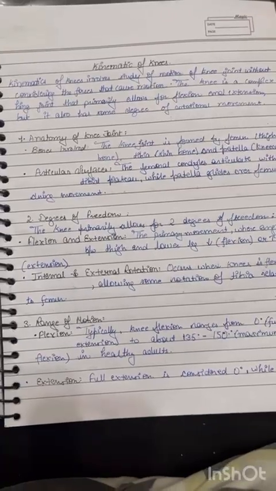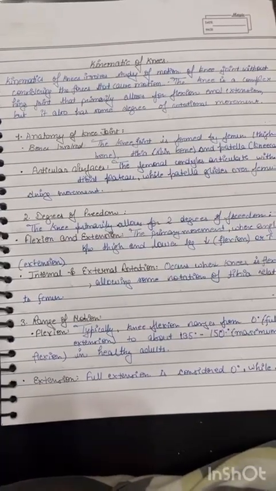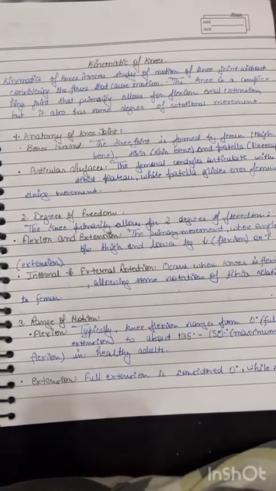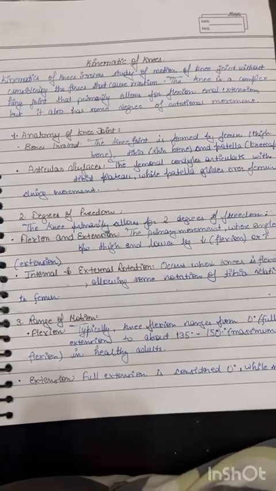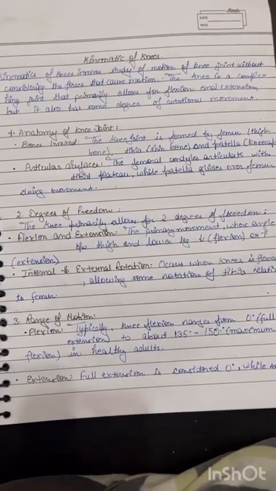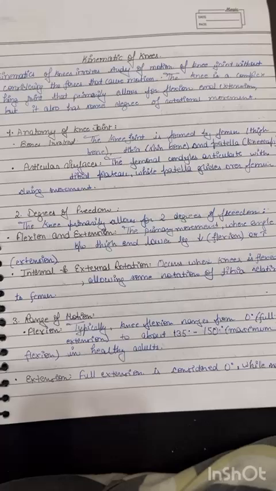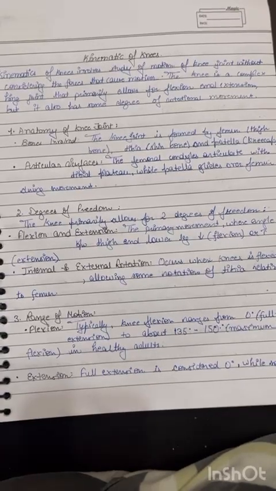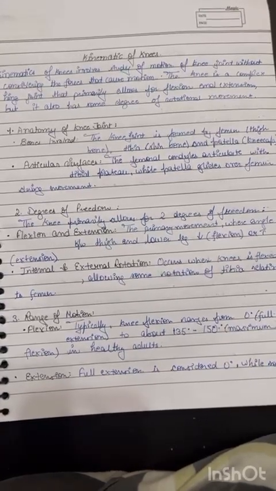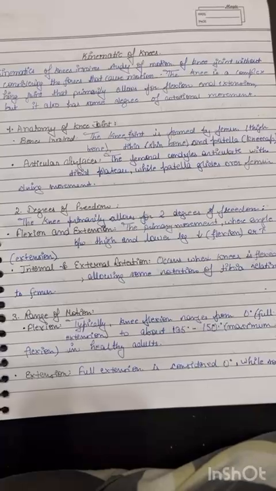Degrees of freedom. The knee primarily allows for 2 degrees of freedom, flexion and extension. This is the primary movement, where the angle between the thigh and lower leg decreases or increases. Internal and external rotation occurs when the knee is flexed, allowing some rotation of the tibia relative to the femur.